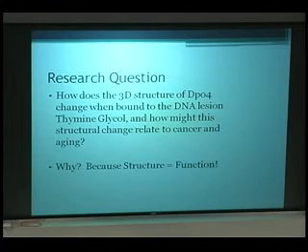So my research question this summer was, how does the 3D structure of Dpo-4 change when bound to the DNA lesion thymine glycol, and how might this structural change relate to cancer and signs of aging? And why do we want to know this? Because the structure is so closely related to the function. And there is a structure of Dpo-4, but it's bound to regular, undamaged DNA. So this is something totally new, that it's now bound to this specific DNA lesion.